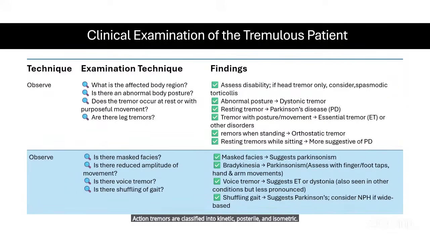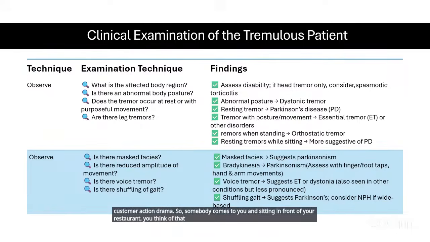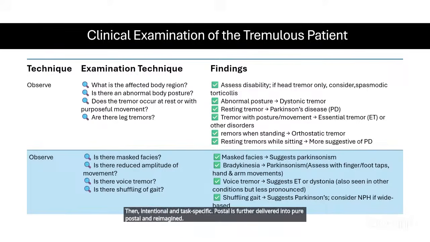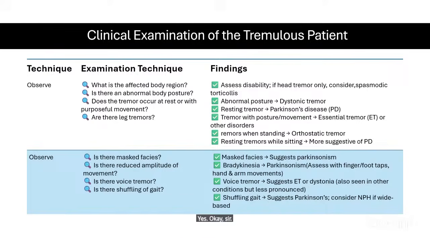Rest tremor, action tremor. So somebody comes and sits in front of you, you think of the etiology under rest tremor. Somebody has an action tremor, whether kinetic, postural, or isometric. Kinetic is further divided into simple or pure kinetic, then intentional and task specific. Postural is further divided into pure postural and re-emergent.